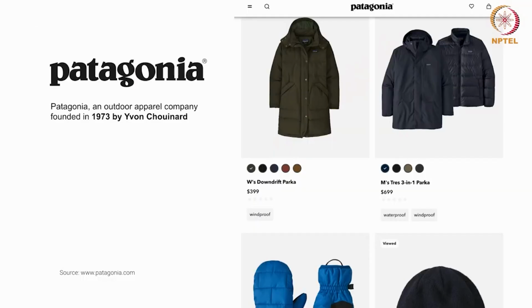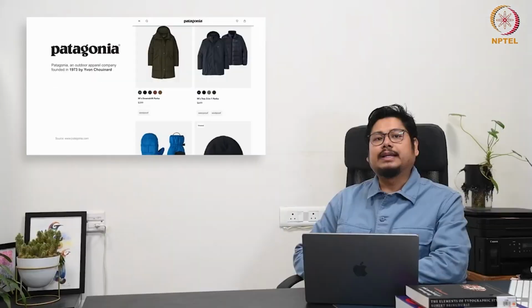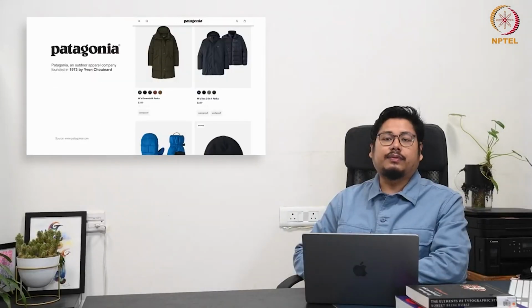So if you can see this slide, this slide shows their website where they are selling their outdoor apparel. And Patagonia primarily is an outdoor apparel company. It was founded in 1973 by Yvon Chouinard, and it's a prime example of a brand that has successfully carved out a unique identity in the competitive world of fashion and outdoor gear.